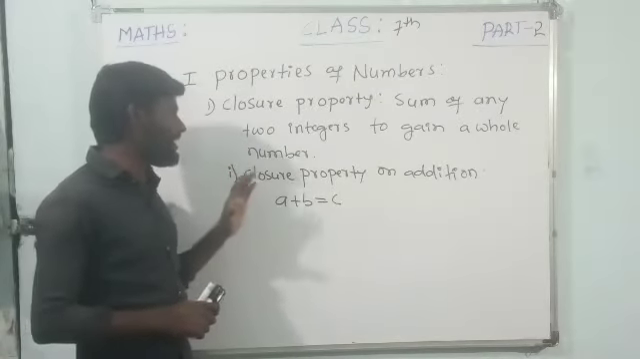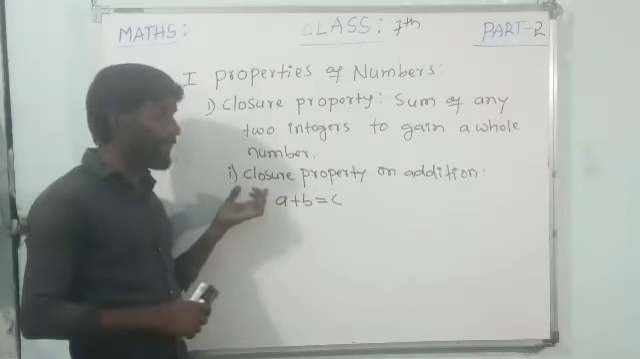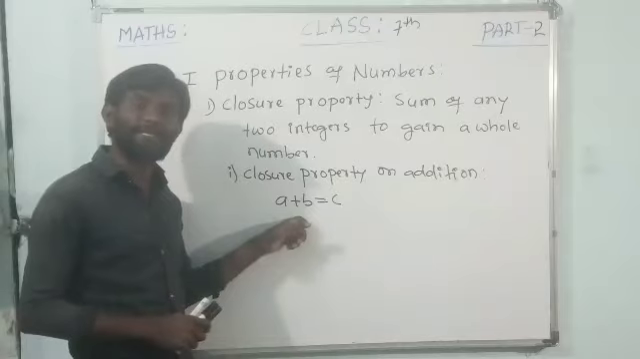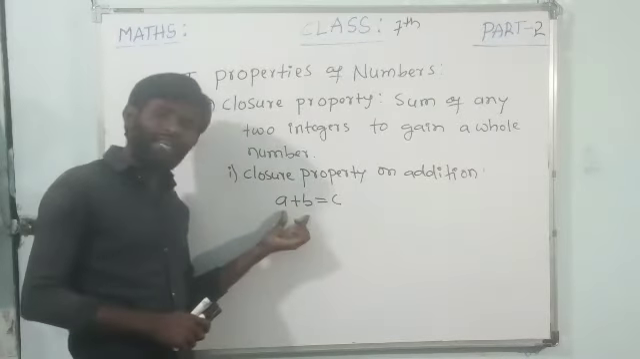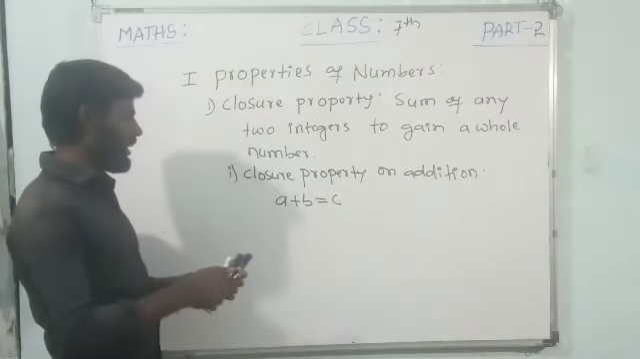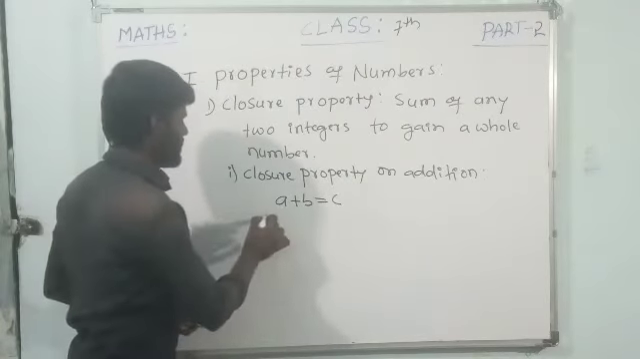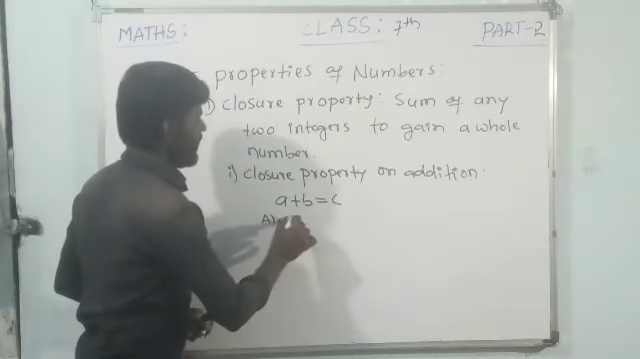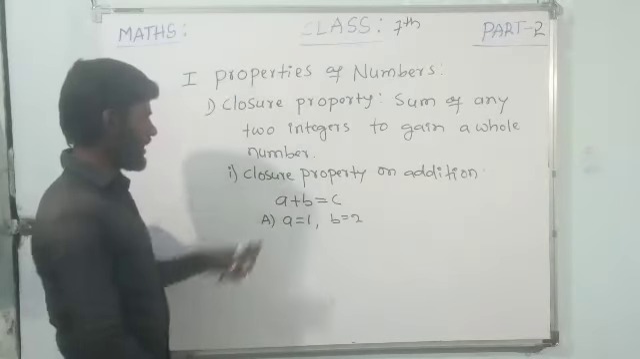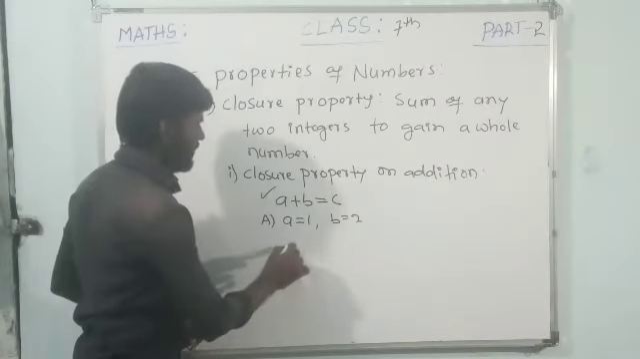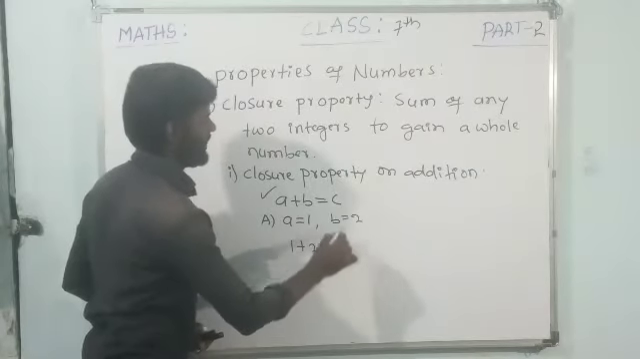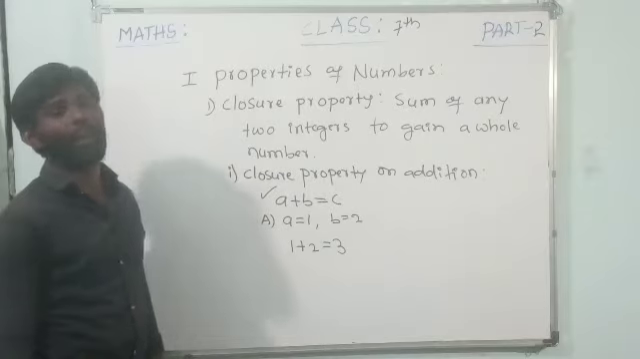Sum of any two integers, especially here, the first property is under closure property on addition. That's why I mentioned here plus. Sum of any two integers gives a whole number. Let us see, I will make this clear by giving an example. Example A, suppose A is equal to 1, B is equal to 2. A means here 1 plus B means 2, that is 3. 3 is a whole number.